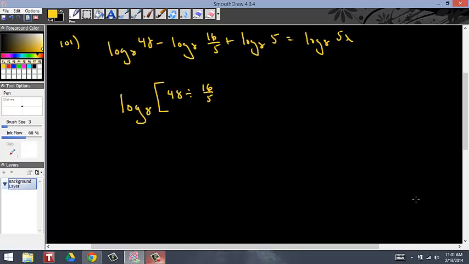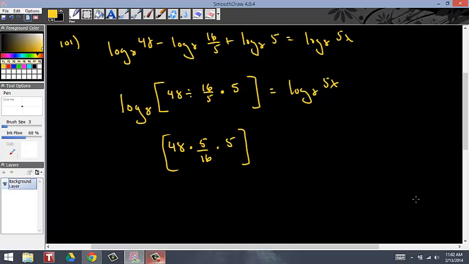So, the logarithms are being added, so we multiply them. And that's all equal to log base 8 of 5x. Okay, I'm going to handle the inside here. Order of operations says multiplication and division happen from left to right. So I'm going to handle the division first. So this is 48. Flip the second, so times 5 over 16 times 5. And I get log base 8 equals log base 8 of 5x.